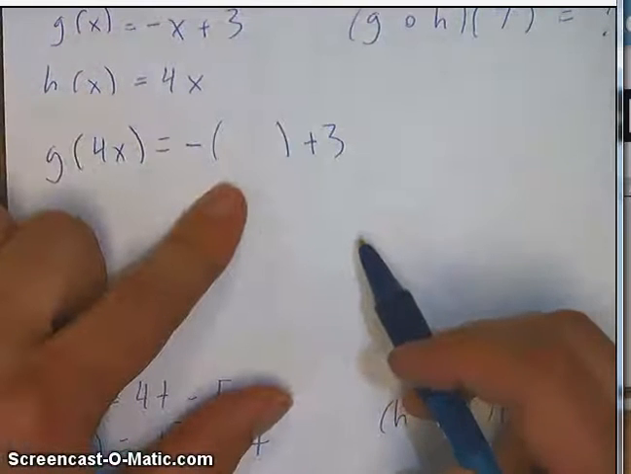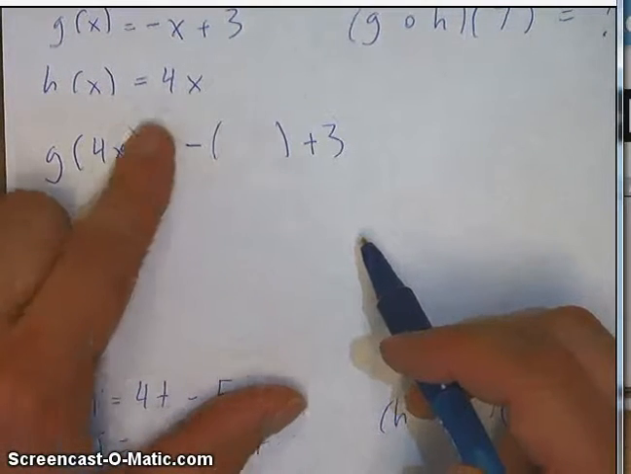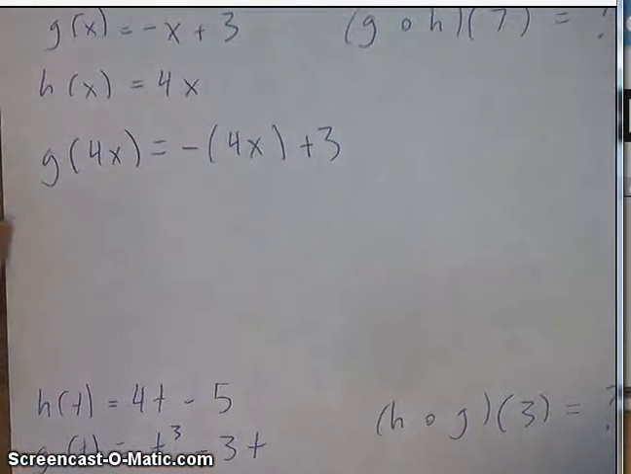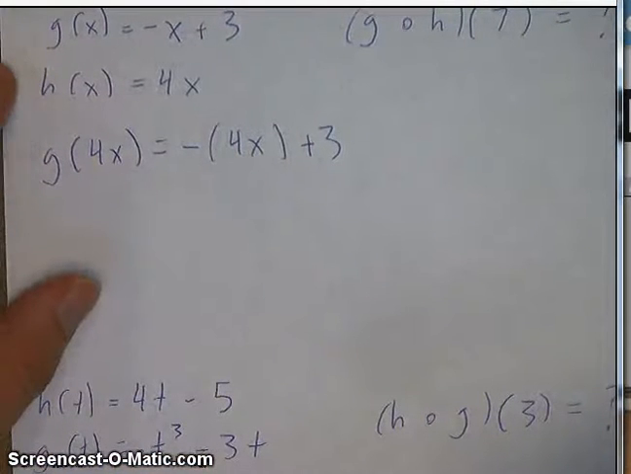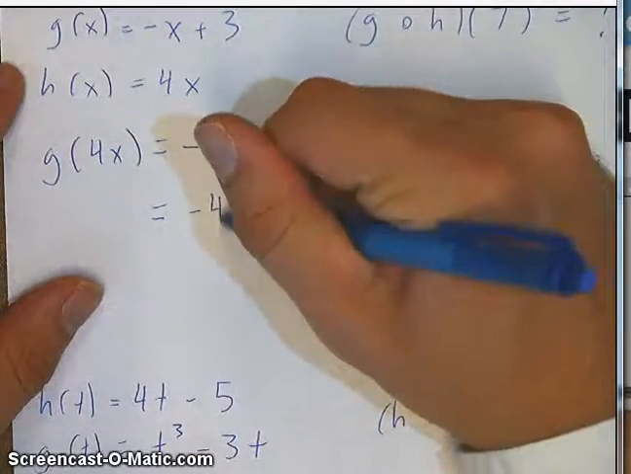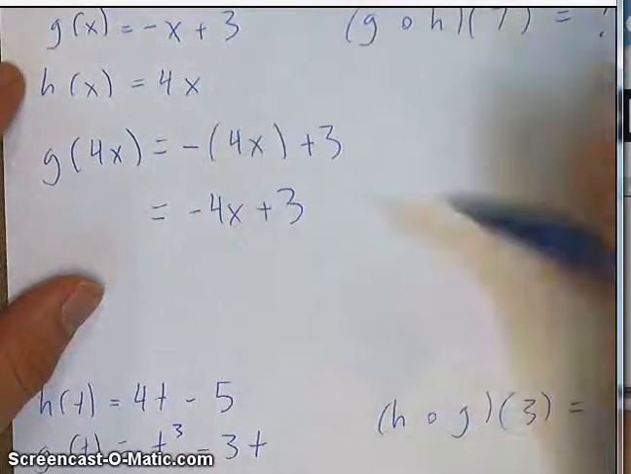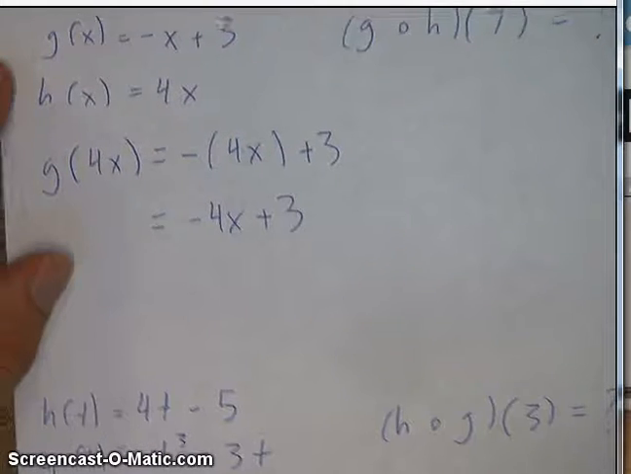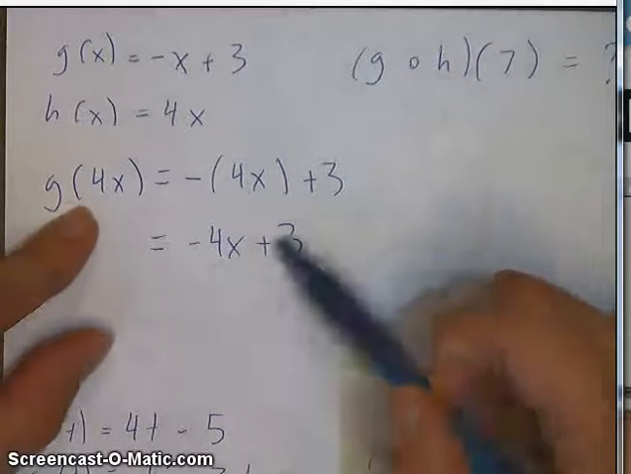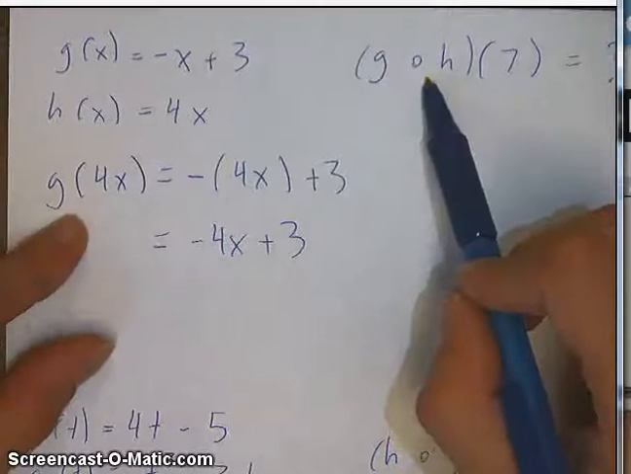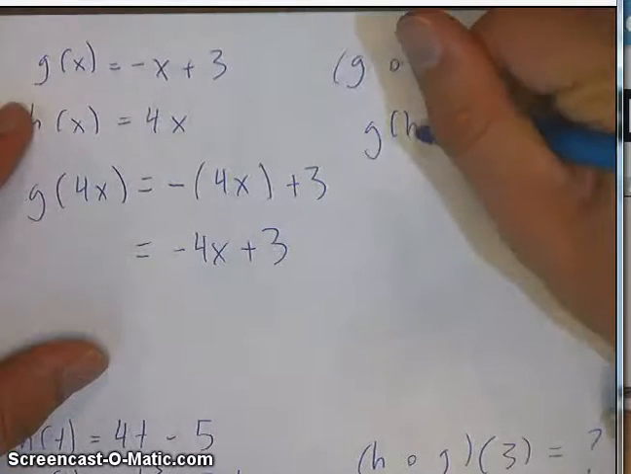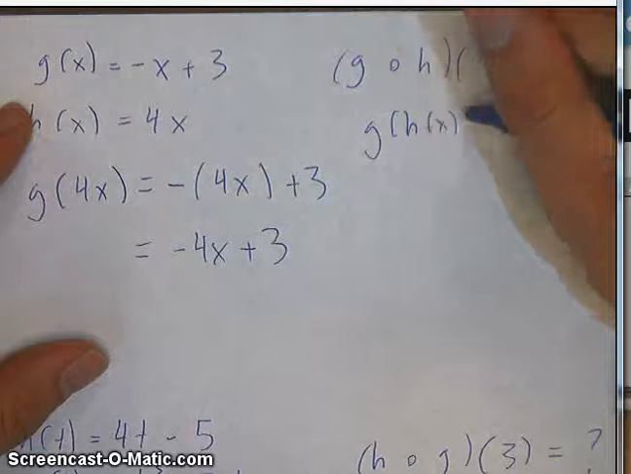But I left out the x because where the x was, I'm going to put in 4x. That's what I'm plugging into this equation here. And so I can simplify this a little bit and make this negative 4x plus 3. That's g of h of x. Now notice my notation here. I didn't use the same thing over here. These two are interchangeable. So that g of h is the same as this g of h of x.